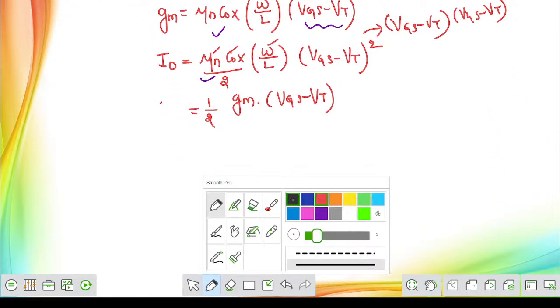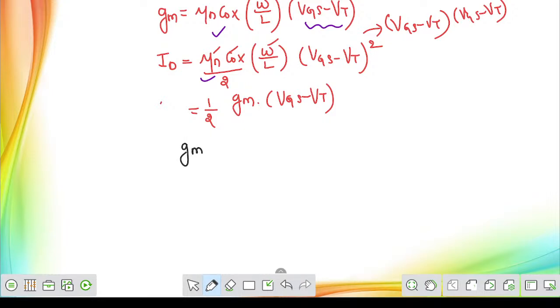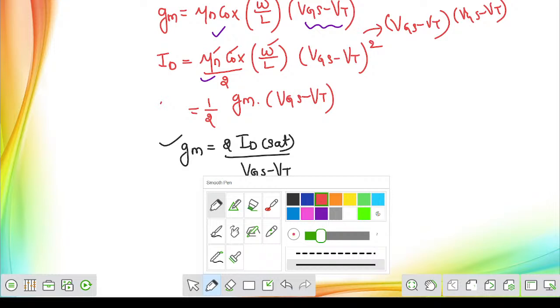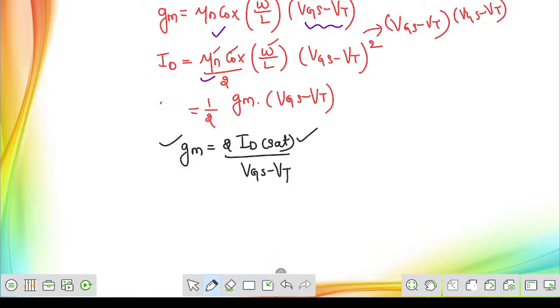Now, from this, what I would like to conclude further is that the transconductance can also be written as 2 times the drain current, which should be given in saturation region, divided by VGS minus VT. So, another way of directly getting the answer for transconductance is: if the drain current in saturation region is given directly in the examination question, and the value of VGS minus VT is also given, then you can directly calculate the transconductance by taking the ratio of 2 times the drain current in saturation region divided by VGS minus VT. That is another most important formula.